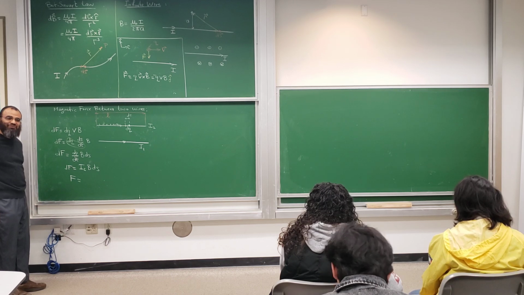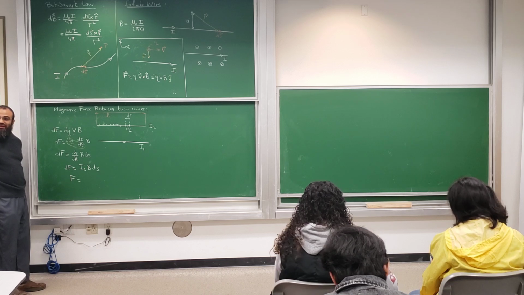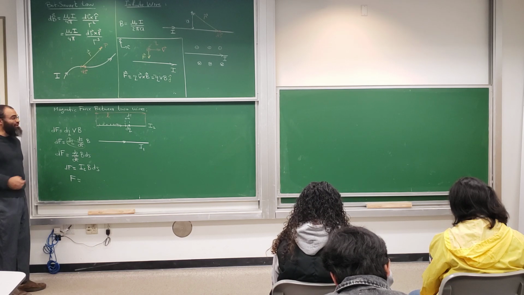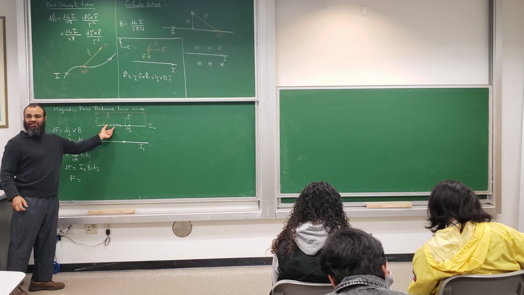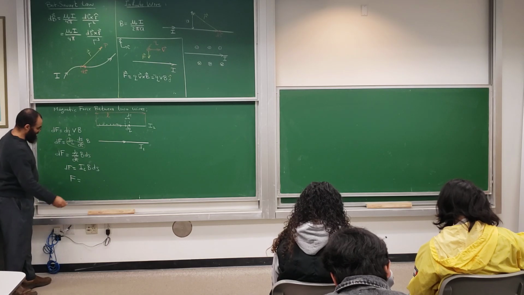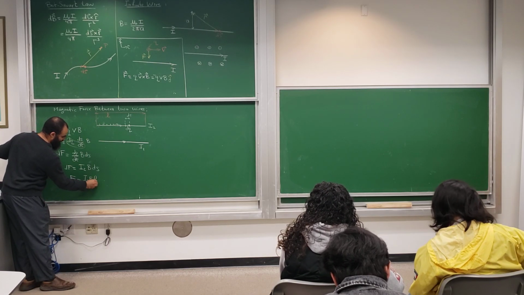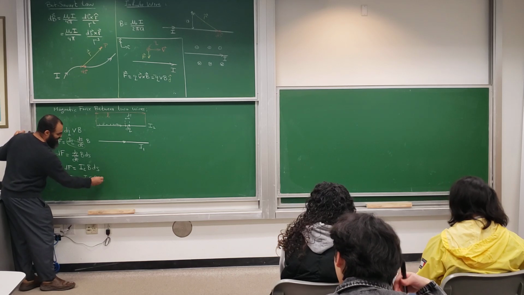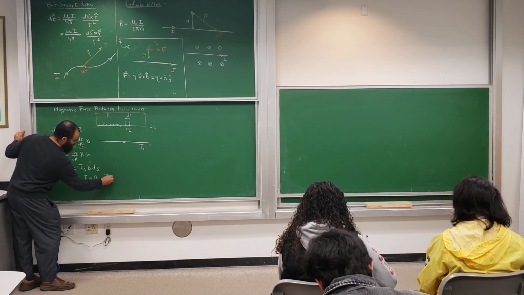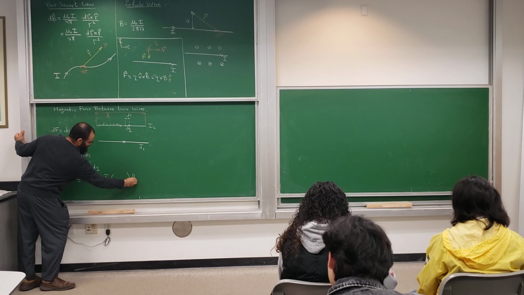So what does it become? I2 times the length. The integral of ds, what's the sum of all the ds's? L. So it is I2 times B times L. Now let's explicitly write B. I have I2 times B times L.